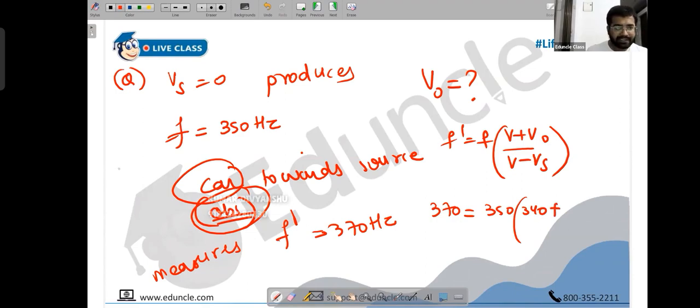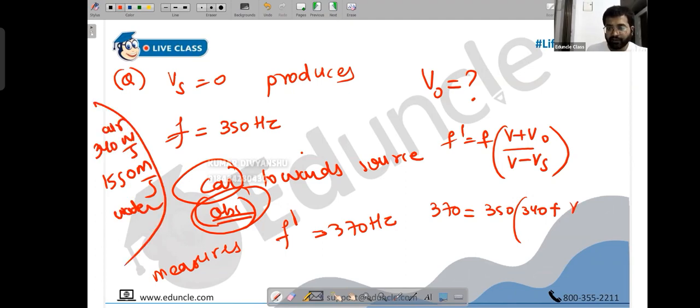You can also remember the speed of sound in water, 1550 meters per second, and the speed of sound in air is 340 meters per second. These are two popular values. So 340 for the observer, which you want to find, and 340 for the source, which they have given is at rest. So it's easy calculations.